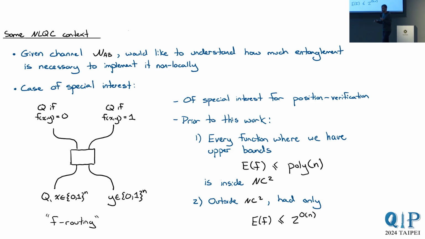So in particular, they were inside the complexity class NC2, which remember is the functions that can be computed in log squared depth. Okay. A second basic point is the complement of that one. So for all functions outside of NC2 prior to this work, we had at best exponential upper bounds. So we only had strategies that used 2 to the n EPR pairs to do this F-routing. Okay. Both of these points will receive significant updates as a consequence of the new connections that I'll lay out today. And I'll tell you exactly what those updates are towards the end of the talk.